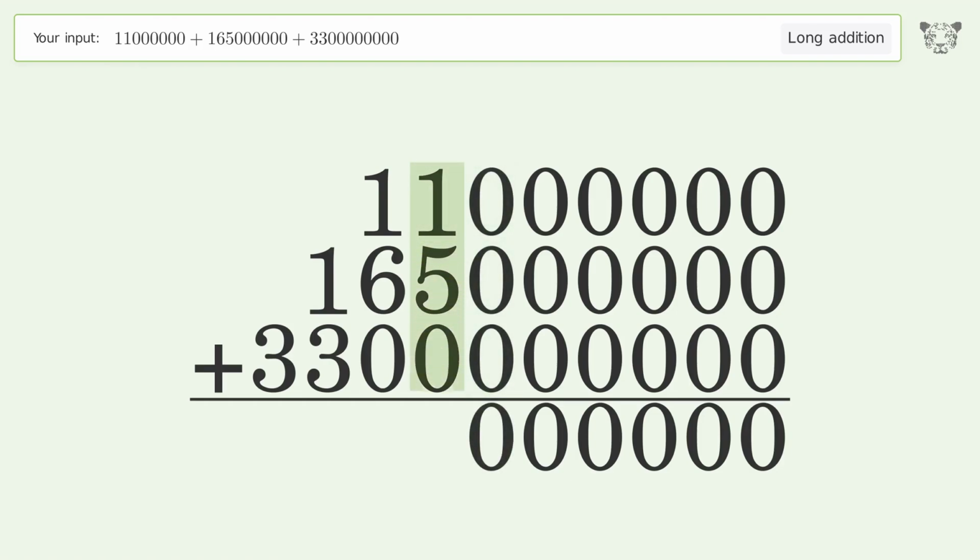1 plus 5 plus 0, equals 6. 1 plus 6 plus 0, equals 7. 1 plus 3, equals 4. Write 3 in the billions place. And so the final result is 3,476,000,000.